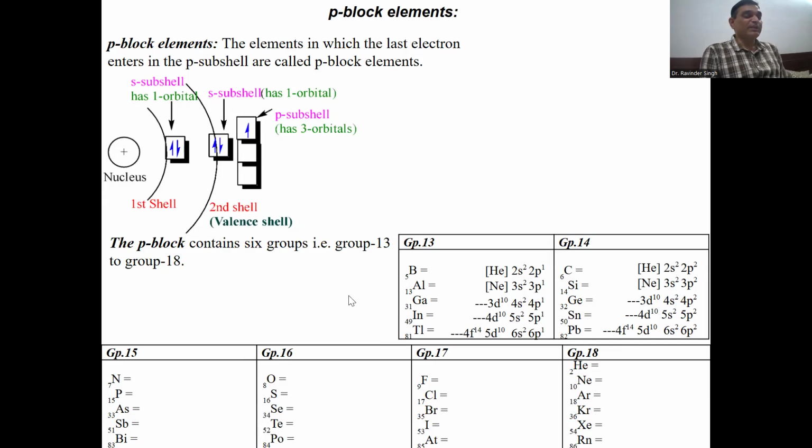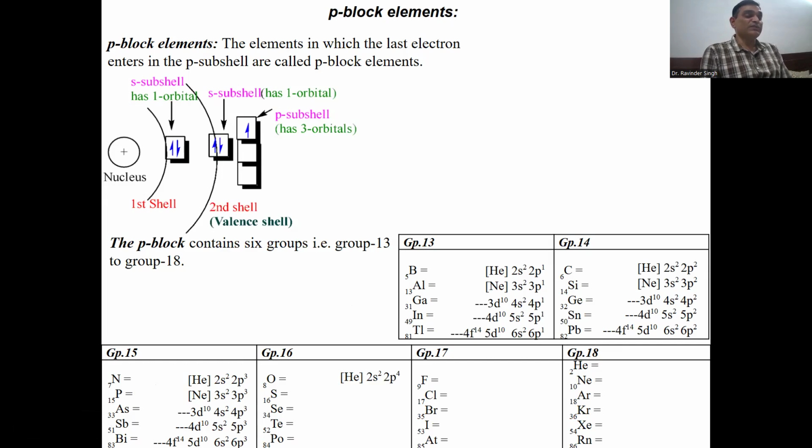Now, similarly, you can write the electronic configuration of group number 15. 1s2 2s2 2p3, the last 2p3 you can see here. For phosphorus 3s2 3p3, arsenic 4s2 4p3, valence configuration I am talking about. Sb, antimony 5s2 5p3, bismuth 6s2 6p3.